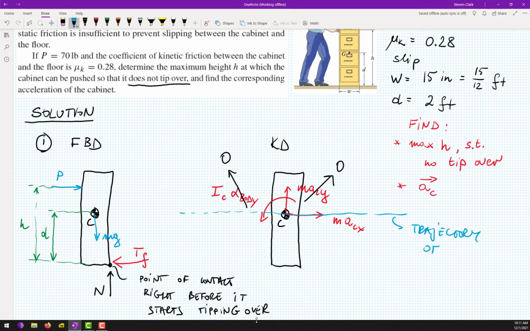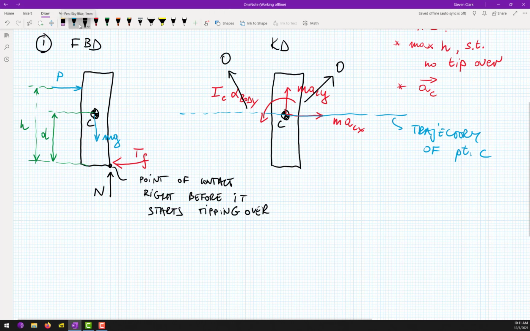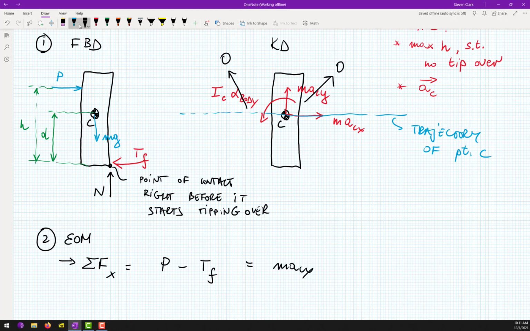Trajectory of point C. Great. Okay, so we are done with FBD, we are done with KD. Second step, of course, you remember, equations of motion. So let's do sum of forces in the x direction. In here we only have P minus TF, and this will be equal to m ACX, exactly.